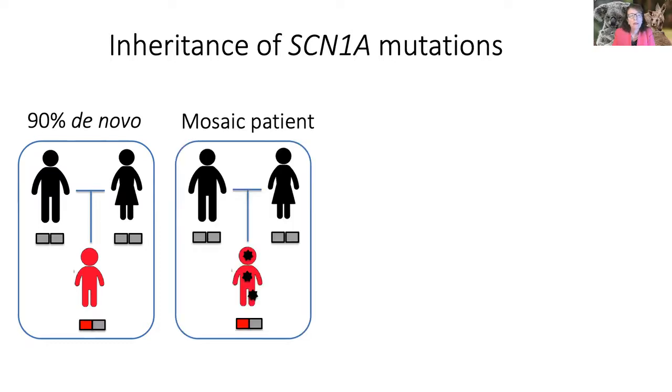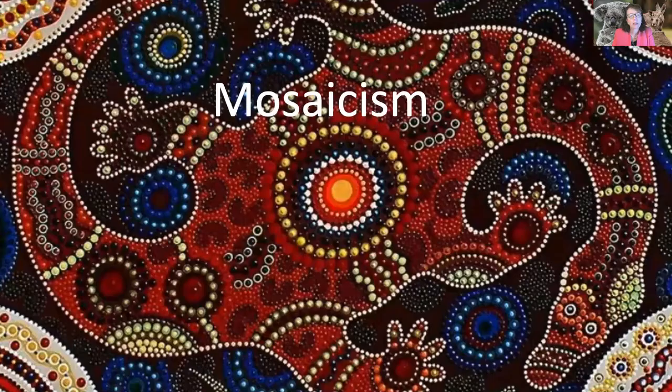But sometimes the mutation may actually be mosaic in the child. And so I thought I'd just speak for a moment about mosaicism and the importance of mosaicism in Dravet syndrome and more broadly in the genetic developmental and epileptic encephalopathies. So let's start with what is mosaicism, and I'm using here a beautiful Aboriginal painting of a lizard because it's a rather beautiful artistic display of mosaicism where you see different populations of cells or different colours in the picture.